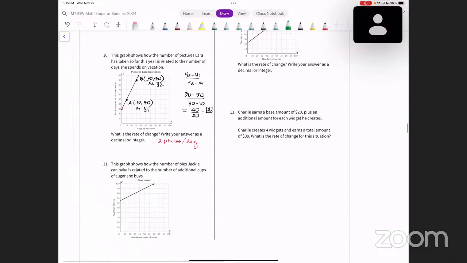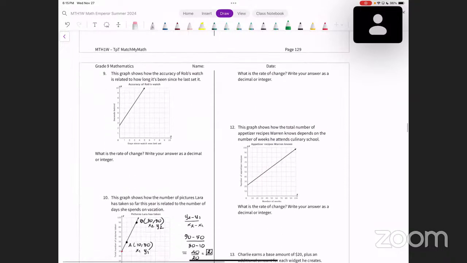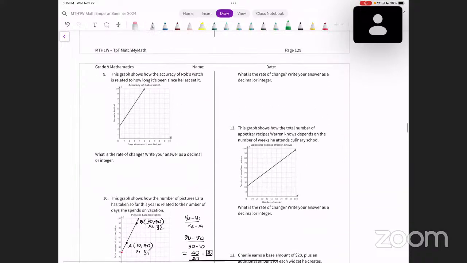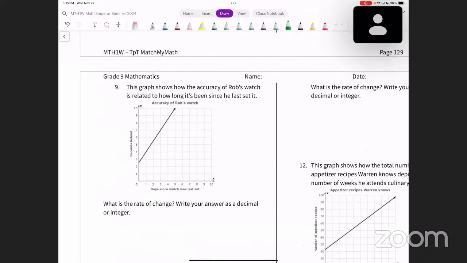There are several questions here, almost done. So let's go back to some questions here. I would like to play around. The graph shows the accuracy of Rob's watch. It's related to how long it has been since it was last set. So days since the watch was last set, and then accuracy in seconds behind. What is the rate of change? Answer in decimal or integer.